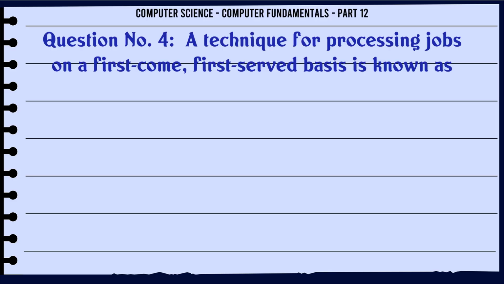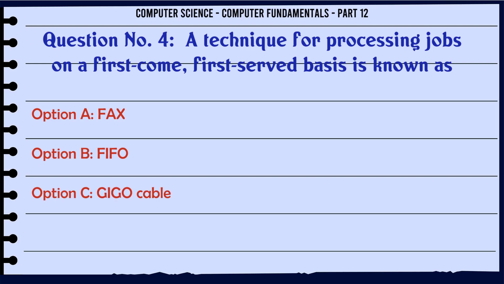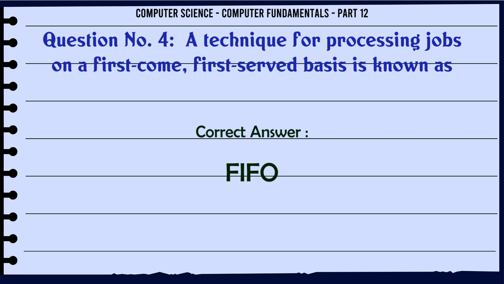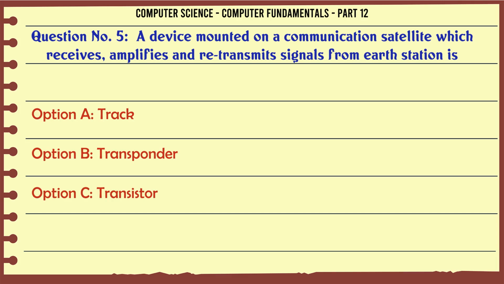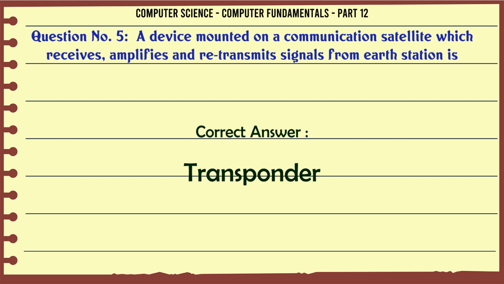A technique for processing jobs on a first-come first-served basis is known as A. Fax. B. FIFO. C. GIGO cable. D. Optical mark reader. The correct answer is FIFO. A device mounted on a communications satellite which receives, amplifies, and retransmits signals from Earth station is A. Track. B. Transponder. C. Transistor. D. Terminal. The correct answer is transponder.